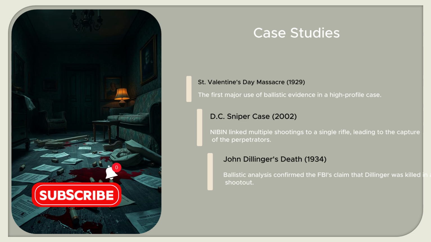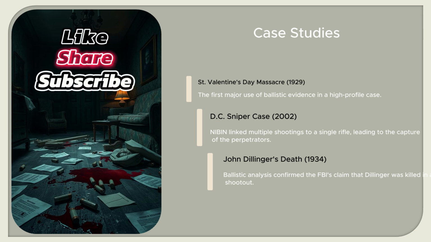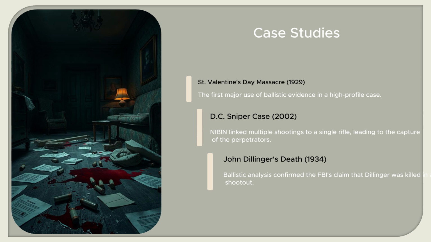Despite conspiracy theories, for example a lookalike died in his place, the ballistic evidence, combined with fingerprints and eyewitness accounts, solidified the identification. The case underscored early forensic ballistics' role in legitimizing law enforcement narratives and dispelling public skepticism. It also highlighted the FBI's growing scientific rigor under J. Edgar Hoover, setting precedents for evidence-based accountability in high-profile cases. Dillinger's death marked a turning point, proving even legendary outlaws could not escape the reach of forensic scrutiny.